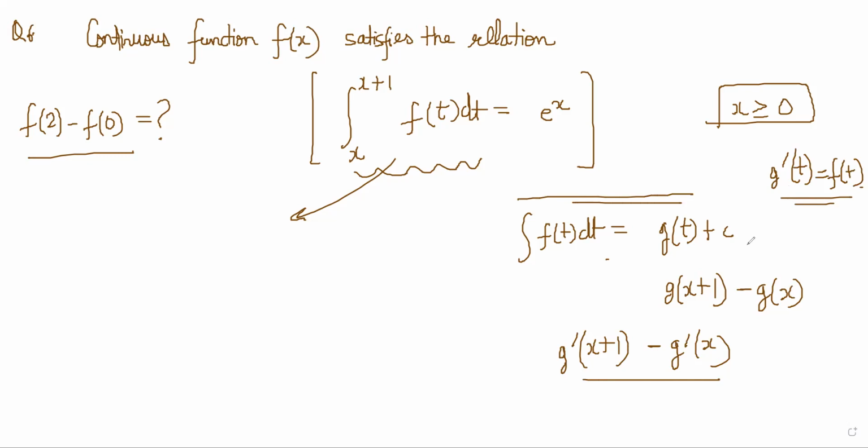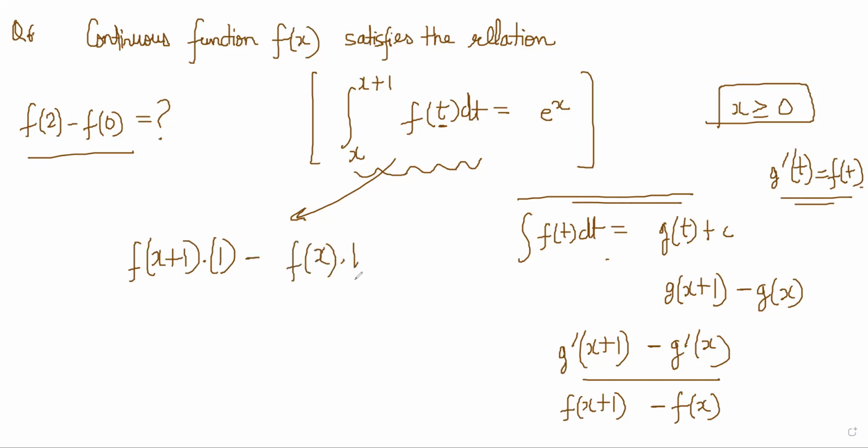So g dash x plus 1 is basically f of x plus 1 minus f of x. That is the differentiation. Whatever is the variable, you put that as the upper limit and then differentiate the upper limit. So that is 1, minus, put the lower limit and differentiate the lower limit. That is 1.